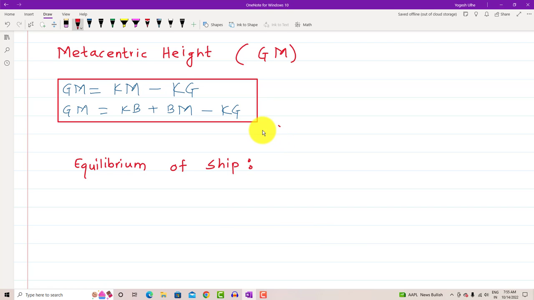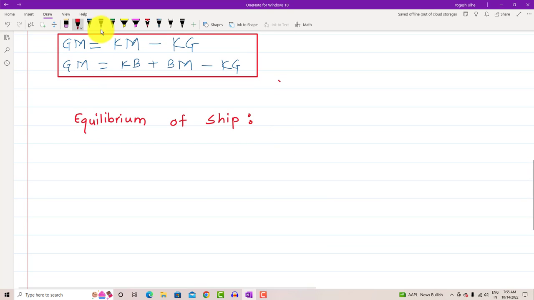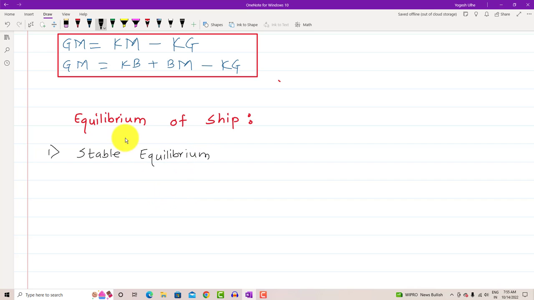Now we are going to see equilibrium of a ship. This discussion is needed in mechanics also, guys; there is a question on types of equilibrium in mechanics too. So the first type of equilibrium is stable equilibrium. I will explain the meaning of stable equilibrium, guys. In case of stable equilibrium, what is the value of GM?